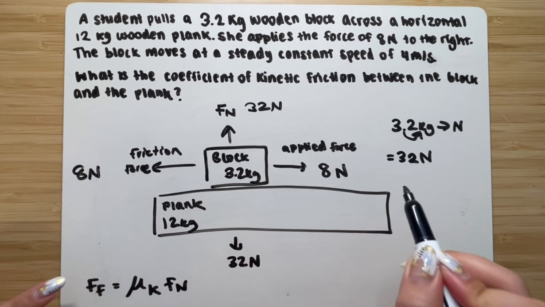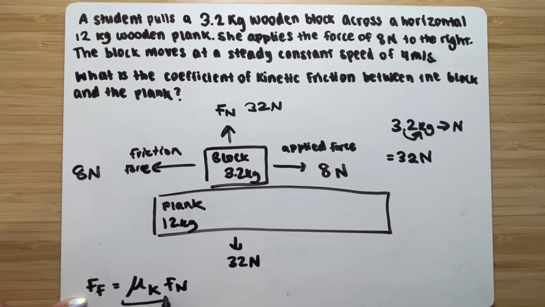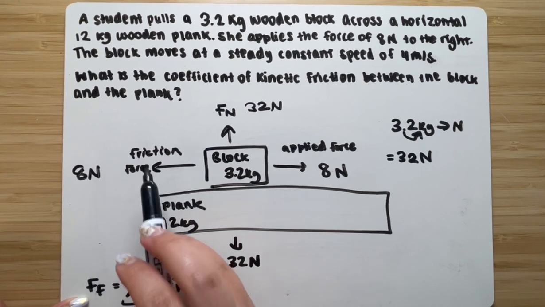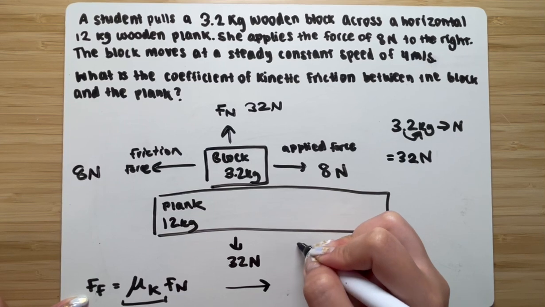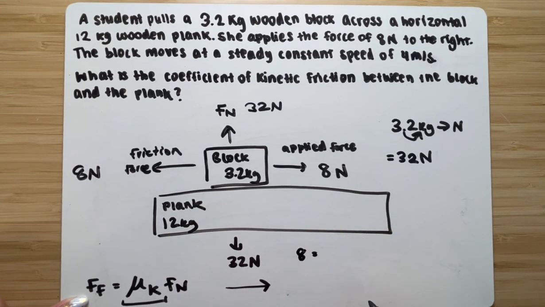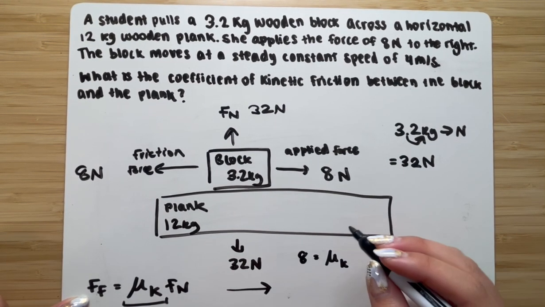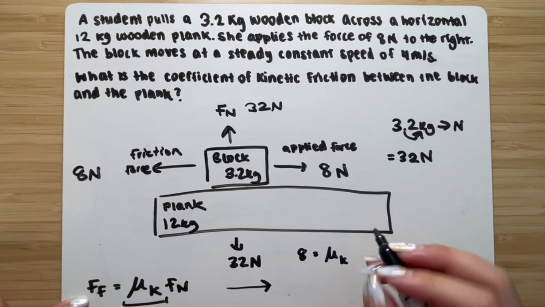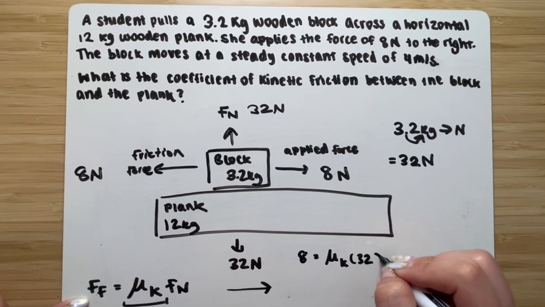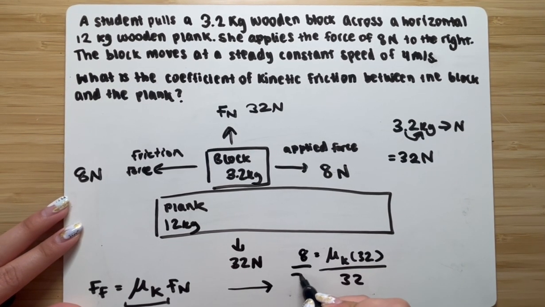Now we want to plug in whatever information we have here into this formula and solve for the coefficient of kinetic friction. So we have friction force, which is 8. I'm going to write it right here. 8 equals mu K. This is not an M, it's the mu symbol, okay? Times the normal force, which is 32.